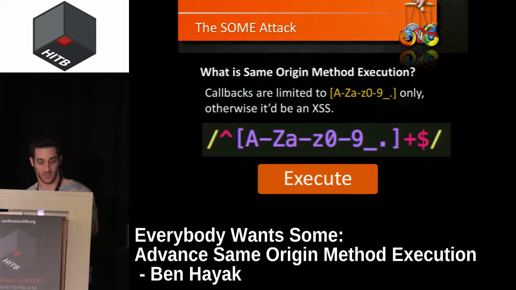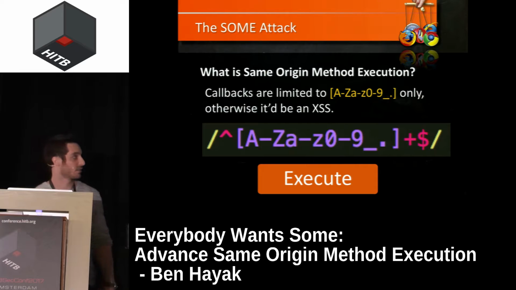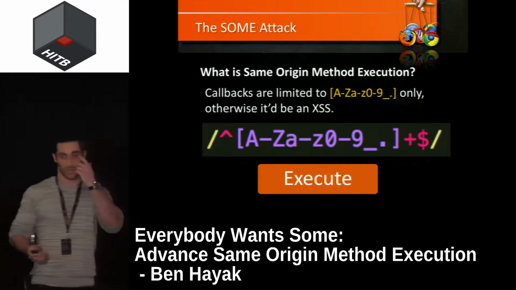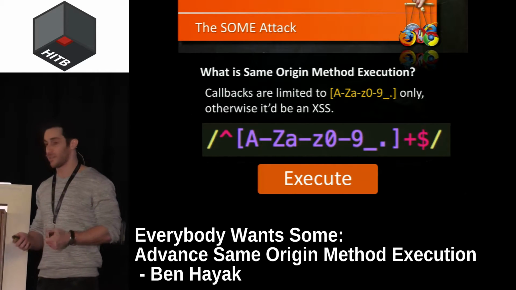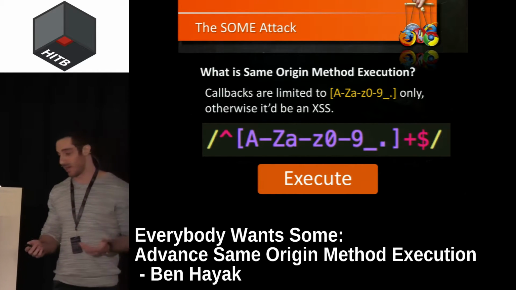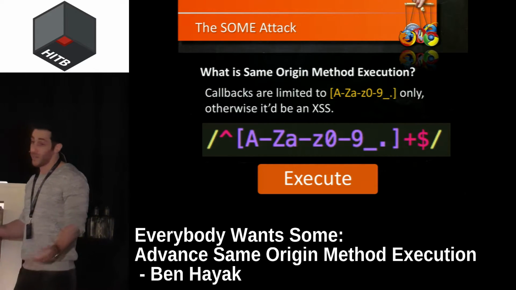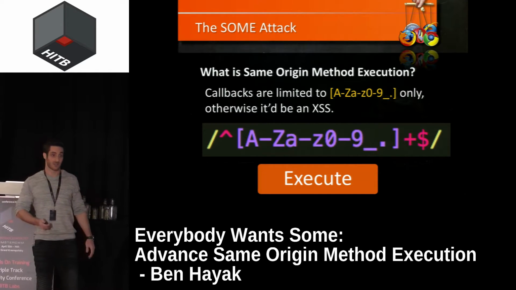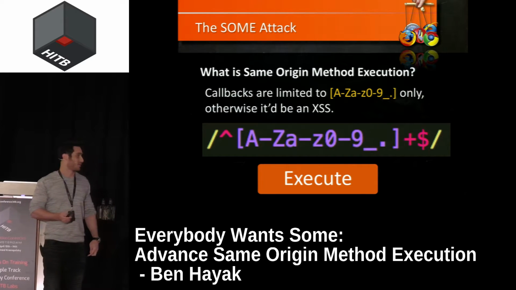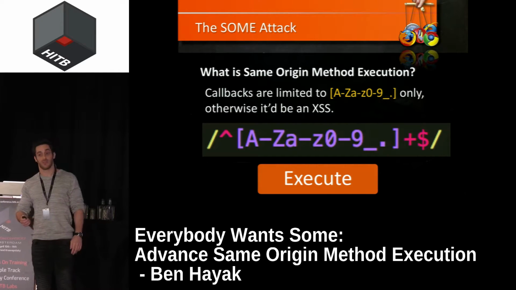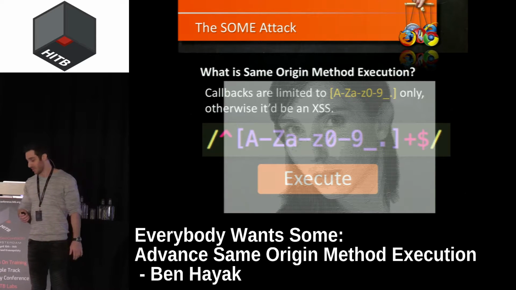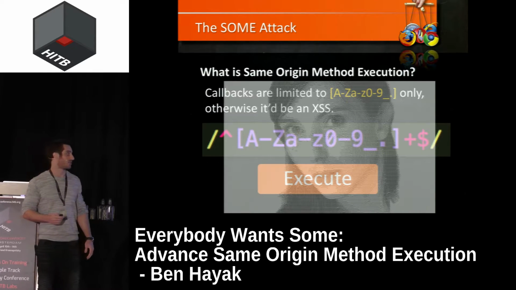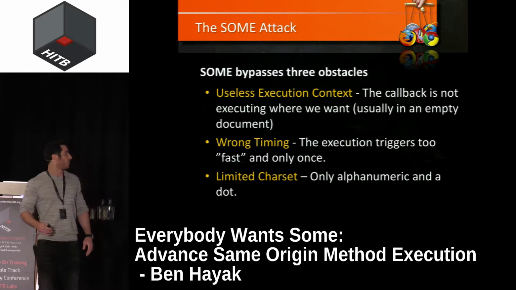So like I just showed you, callbacks are limited to alphanumeric characters, a dot and an underscore, because developers believe that this is going to protect them from web application attacks. Otherwise, it would be cross-site scripting because you could just break the context and inject JavaScript. But even though there's a limited character set, we can do a lot of very cool stuff with it. So that is important to understand.